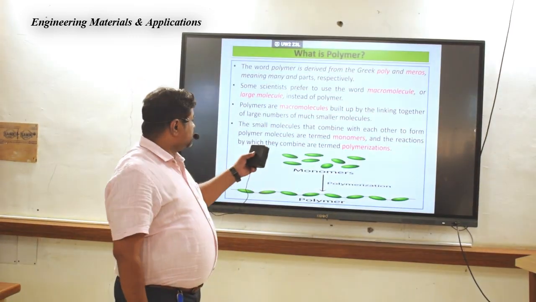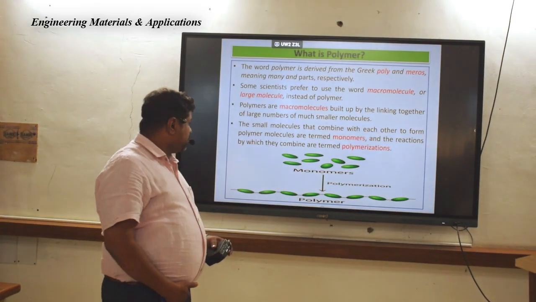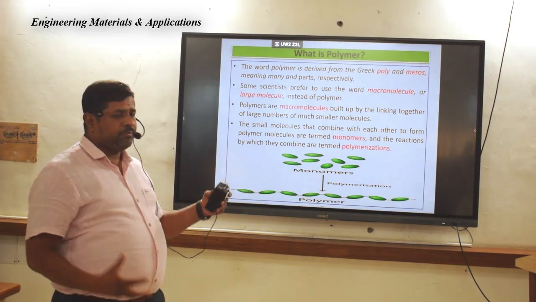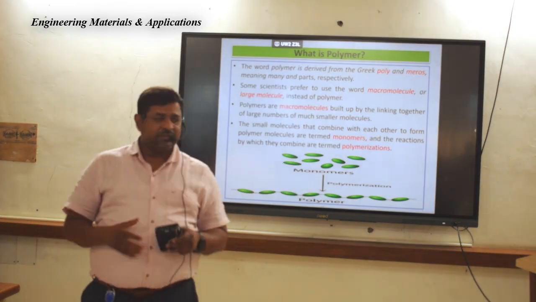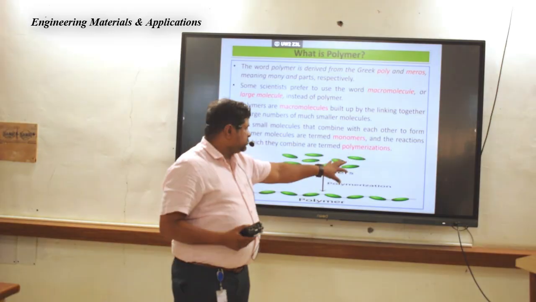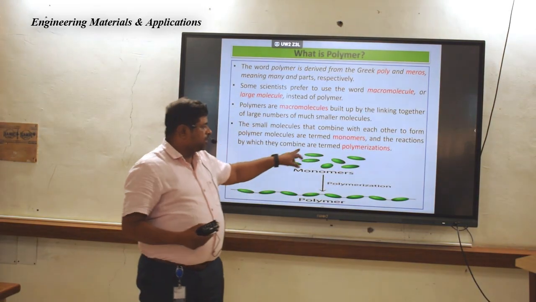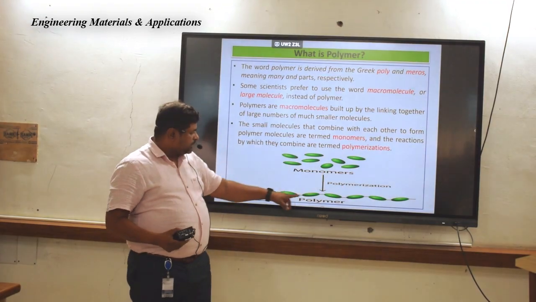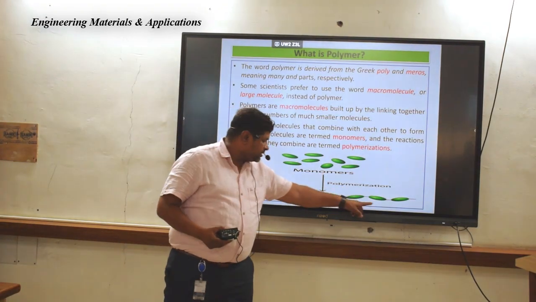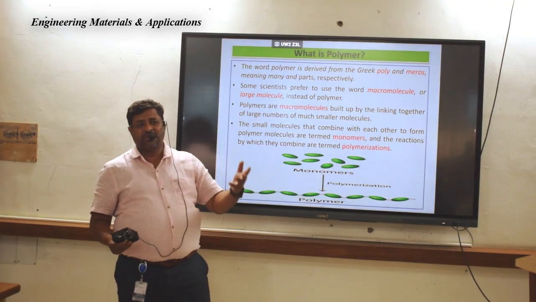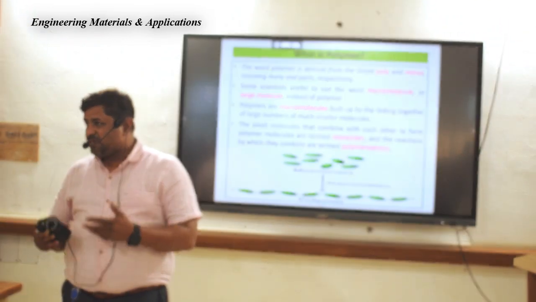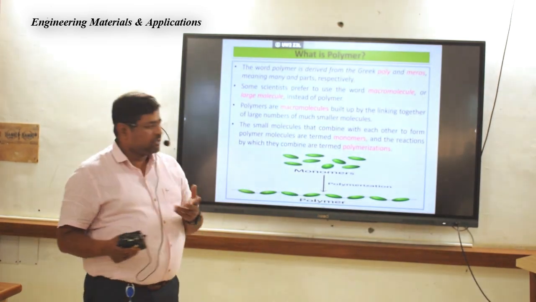Small molecules that combine with each other to form a polymer molecule are termed monomers, and the reaction by which they combine together is called polymerization. So many monomers come together, go through the polymerization process, and after that you have a link of polymers. Now polymers are again classified into different types: linear polymer, branched polymer, cross-linked polymers. Likewise, classification of polymers is there.